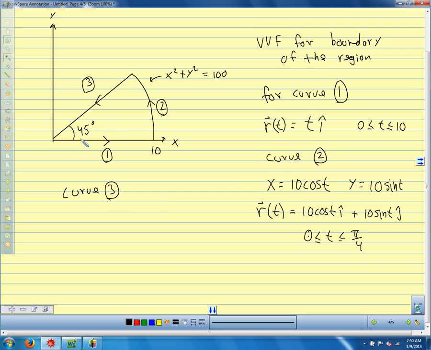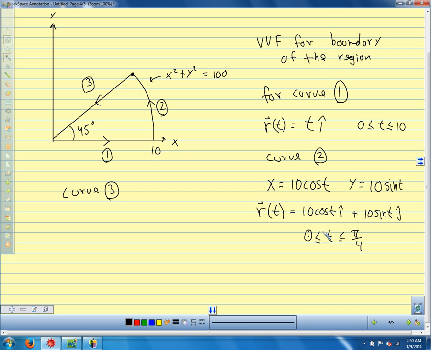So for curve 3 we have another line. So we're going to have a nice linear relationship between x and y. What is that point here? What is x and y up here when theta equals 45 degrees? We need to figure out that point so we can write the equation of the line.